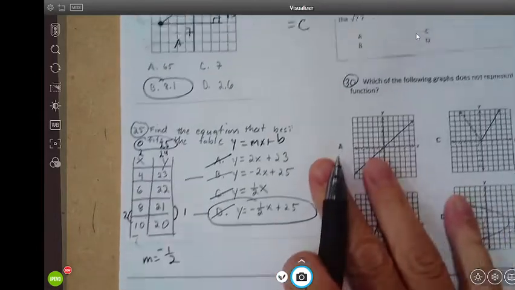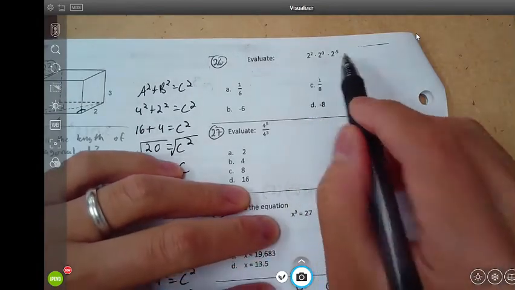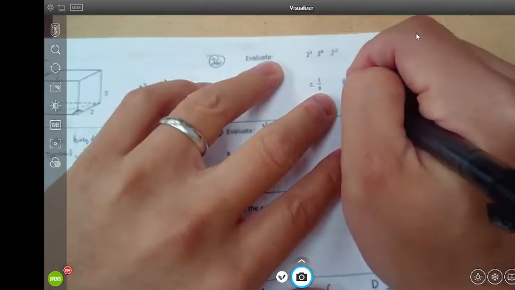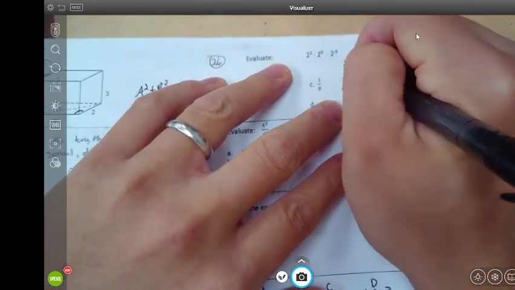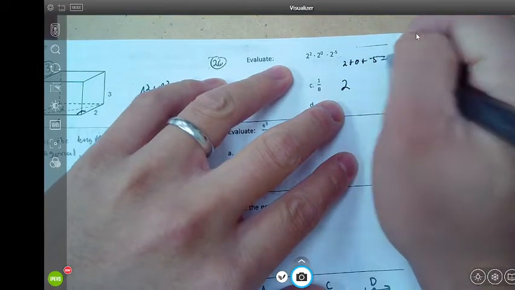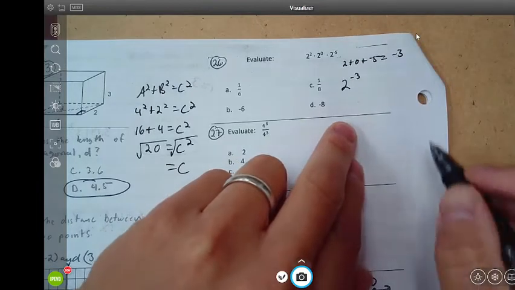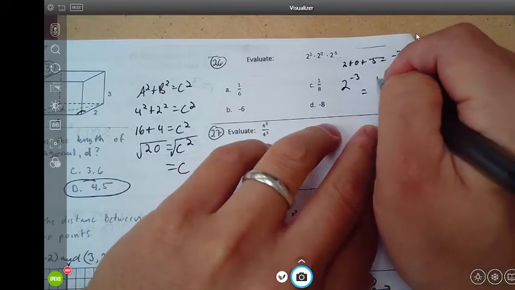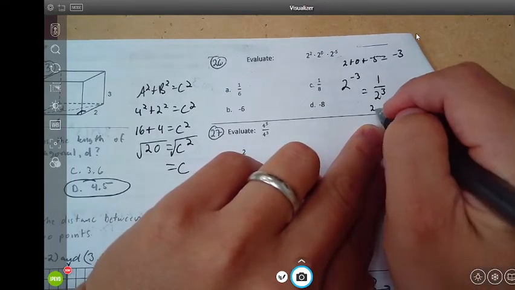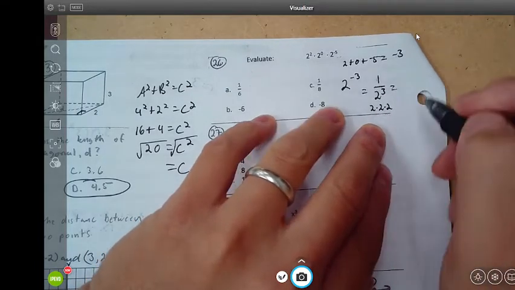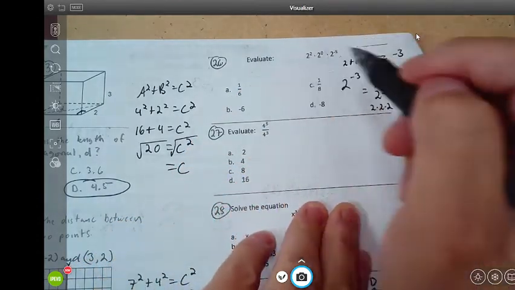Okay. All right, number 26 looks like all the bases are the same. So we're going to have a 2 as our base being multiplied, so we're going to have to add the exponents. 2 plus 0 plus negative 5 is negative 3. That's our exponent. 2 to the negative 3. Negative exponent, I have to rewrite that as a fraction. 1 over 2 to the third power. And 2 to the third power is 2 times 2 times 2. 2 times 2 is 4. 4 times 2 is 8. So this is 1 over 8. That's option C.